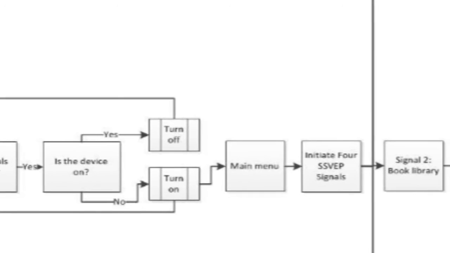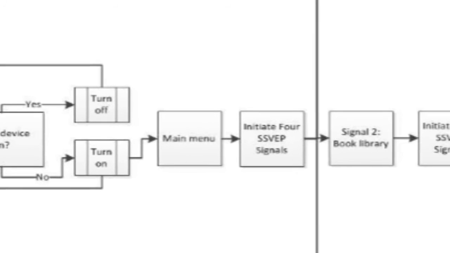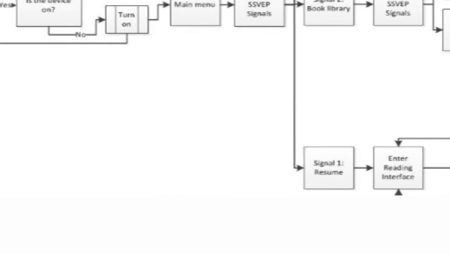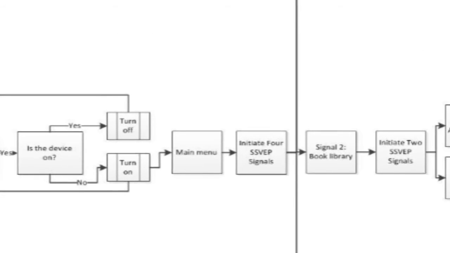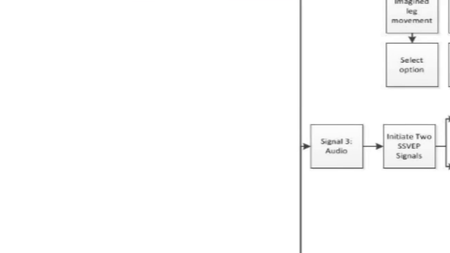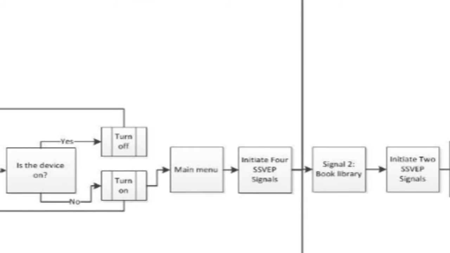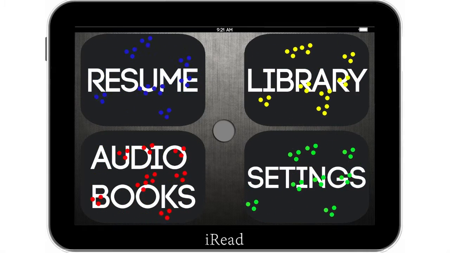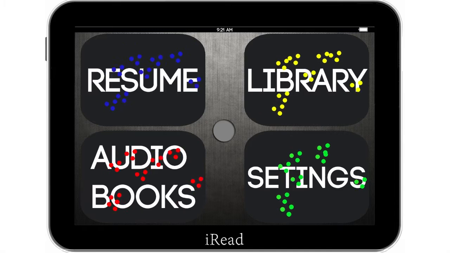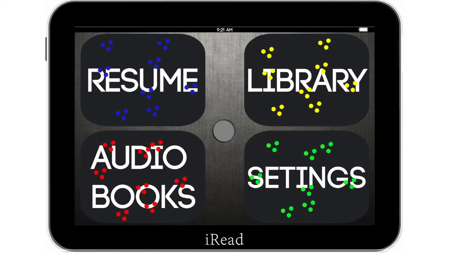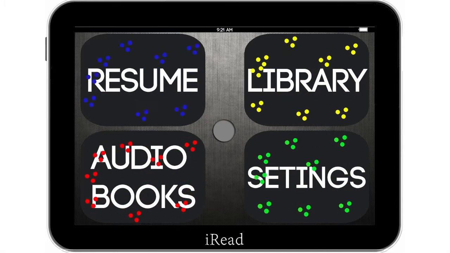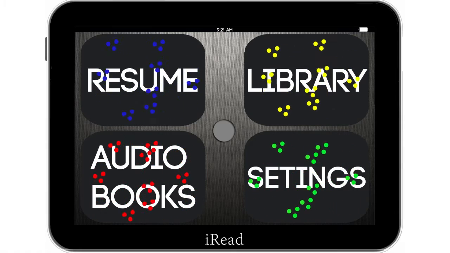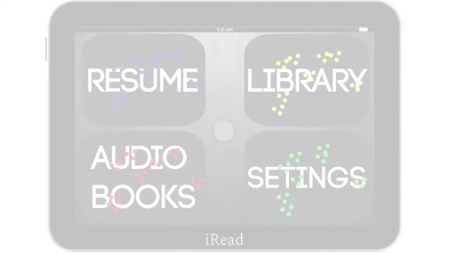Upon turning on the device, the user will first come to the main menu, which features 4 options: Resume Book, Book Library, Audiobook Library, and Settings. The user will be able to choose by modes of SSVEP signals. Each of the 4 features will be a different color, and pixels in the option box will flicker on and off at a specific frequency. By focusing on the desired corner, the user is able to choose the option pertaining to that SSVEP frequency, and the device will proceed with that desired feature.